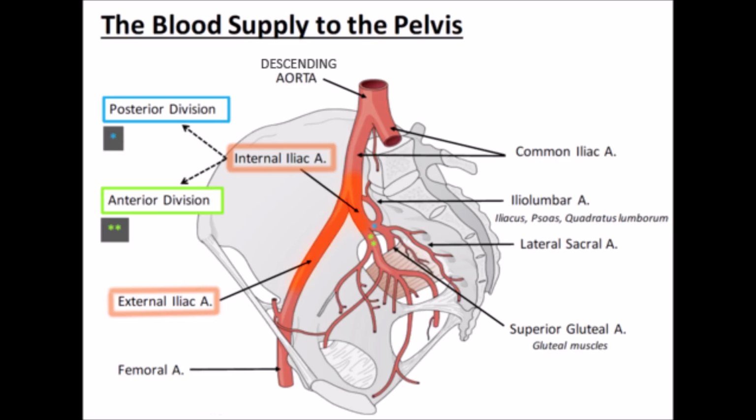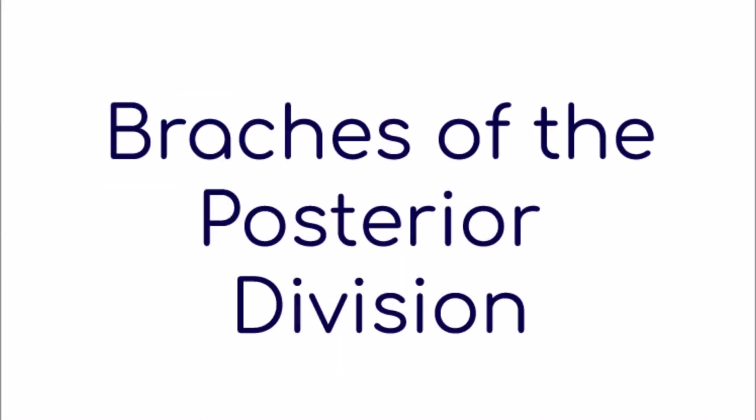iliac artery. The internal iliac artery divides into a short posterior division and a long anterior division. The posterior division has three branches, which supply the parietal regions. The anterior division has 9 branches. Let us now see what these branches are. First, let's look at the branches of the posterior division.